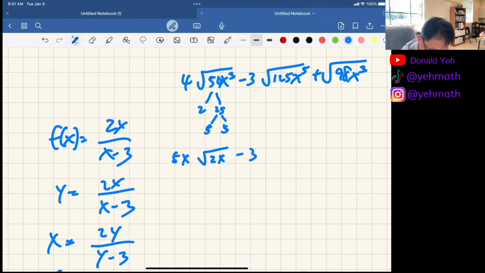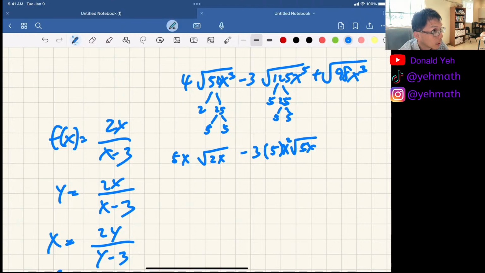Minus 3. And this one I can take out. 125 is going to be 5, 25, and 5, and 5. So it's going to take out 5 and 5x. And this is x squared, I believe. That's a mess. Sorry, let me redo that again. Minus 3 times 5. X squared. And then 5x. Is that okay?